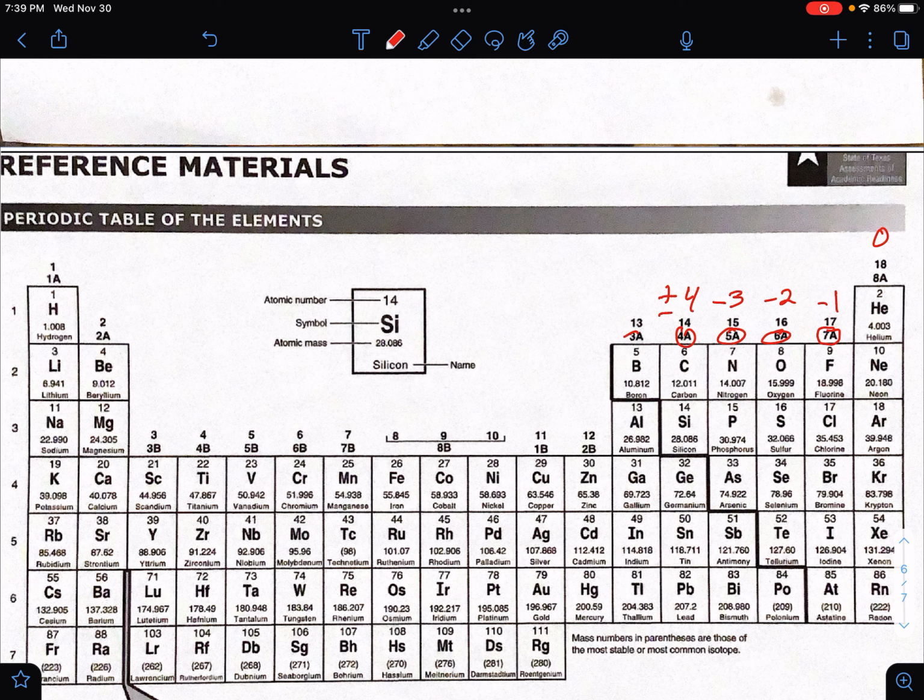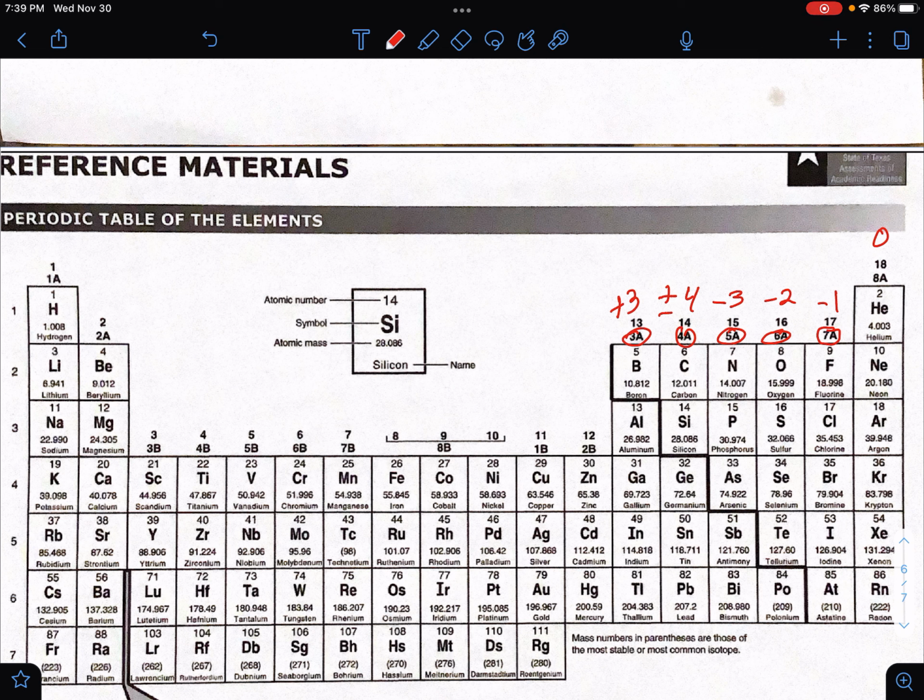Then you have group 3A. This is where you realize I have 3 valence electrons. So boron has 3 valence electrons. It's not going to gain 5. It doesn't have the ability to steal 5. So it's just going to give up its 3. So that's why it's a +3 charge.